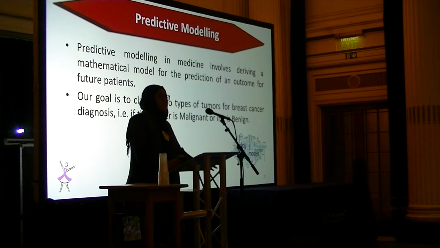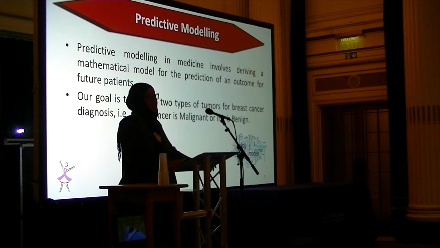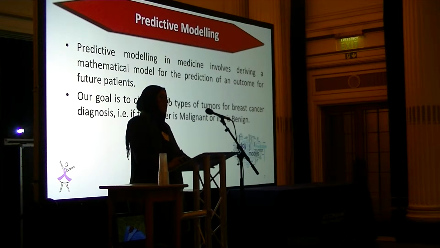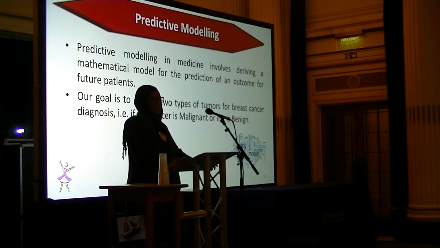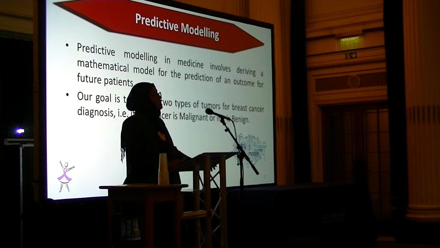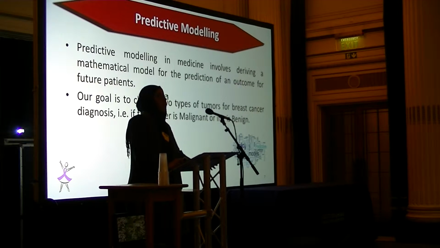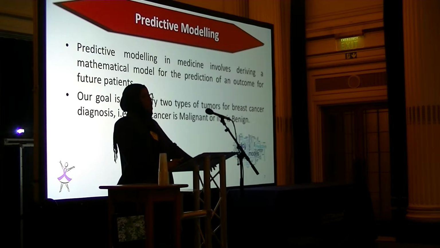So, recent interest has shifted towards predictive modeling. Predictive modeling in medicine involves extracting a mathematical model for the prediction of an outcome for future patients. In this work, our goal is to classify two types of tumor for breast cancer diagnosis: whether the tumor is malignant or benign.